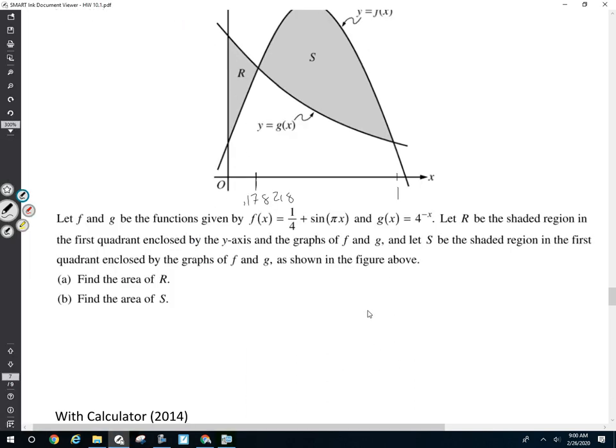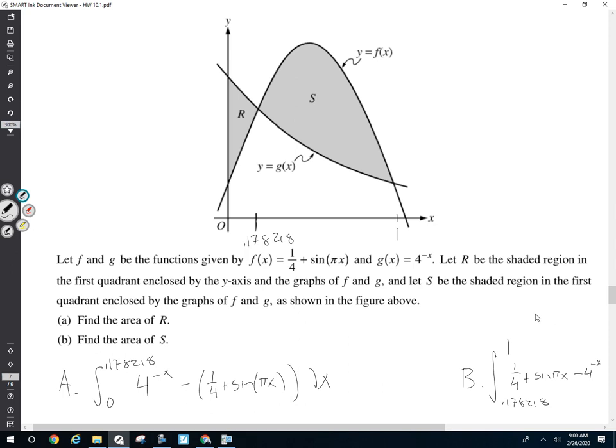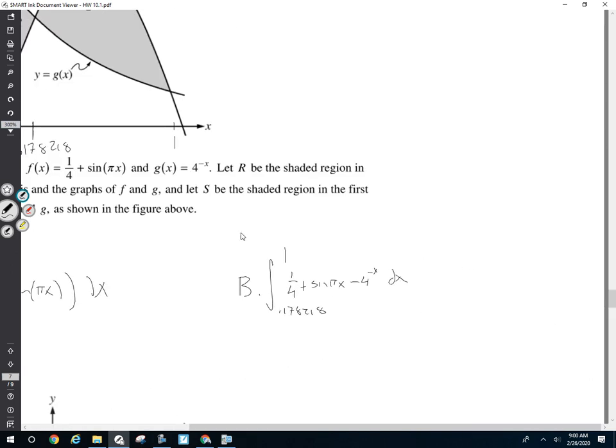That's nice. Okay, area of R: the integral from 0 to 0.178218 of top minus bottom, or use an absolute value. The 4 to the negative x is this, minus 1/4 plus sine pi x. I'm not going to bother plugging that into the calculator. And then for B, S would be from 0.178218 to 1 of top minus bottom, which is now the sine. And that's what I get.